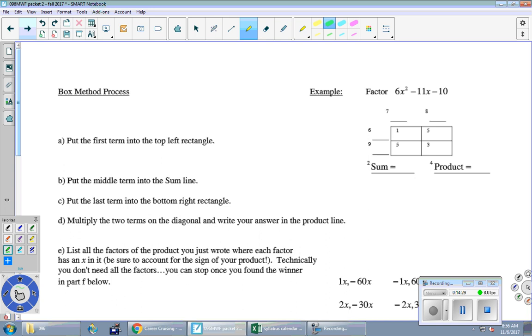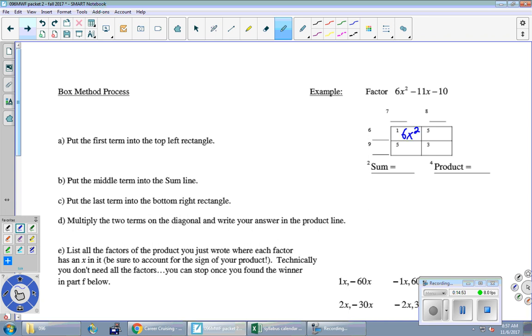Okay, a very, very quick review of the complicated factoring technique we learned on Friday. You're going to do it a bunch again today. So we're going to factor 6x squared minus 11x minus 10. We've got this hopefully familiar looking 2x2 box with all the numbers in it. So 6x squared, where do we put that? That's where the 1 is. That's in the top left.